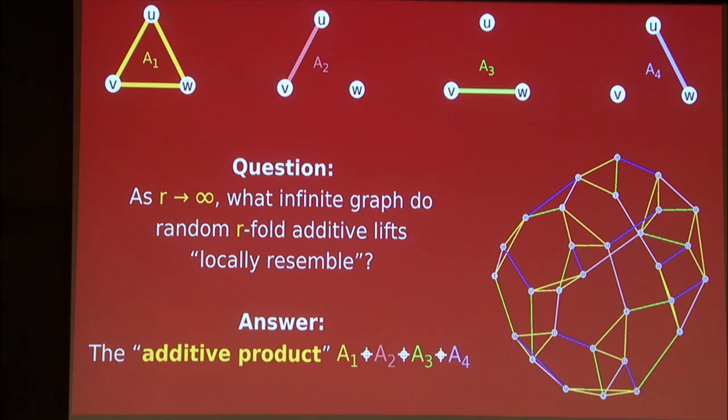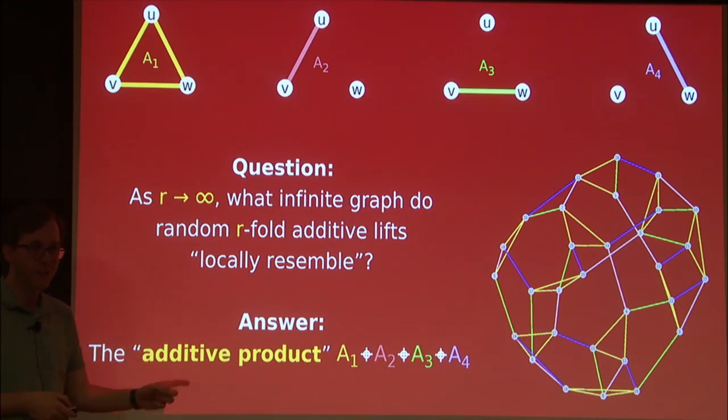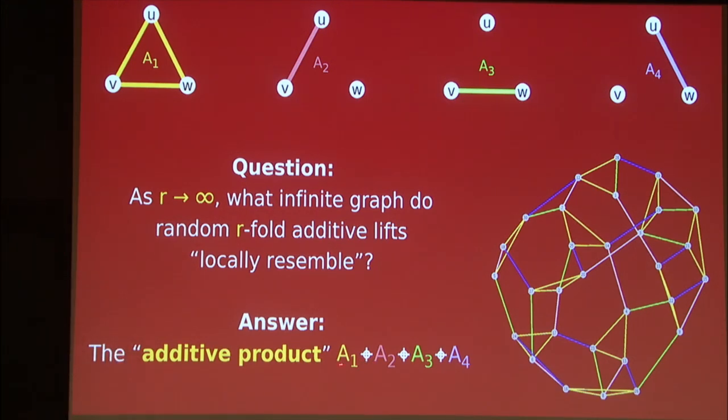This graph, by definition of this graph. Okay, this is not really a proper definition, but it is an illustrating definition of the additive product graph of these four atoms, which I denote with this, in TeX, \oplus-circ. I had to find some symbol. So for any atoms, this is an infinite graph, called the additive product of these atoms, and I'll show you a picture in a second. It's that infinite graph which all of these additive lifts locally resemble or are quotients of.